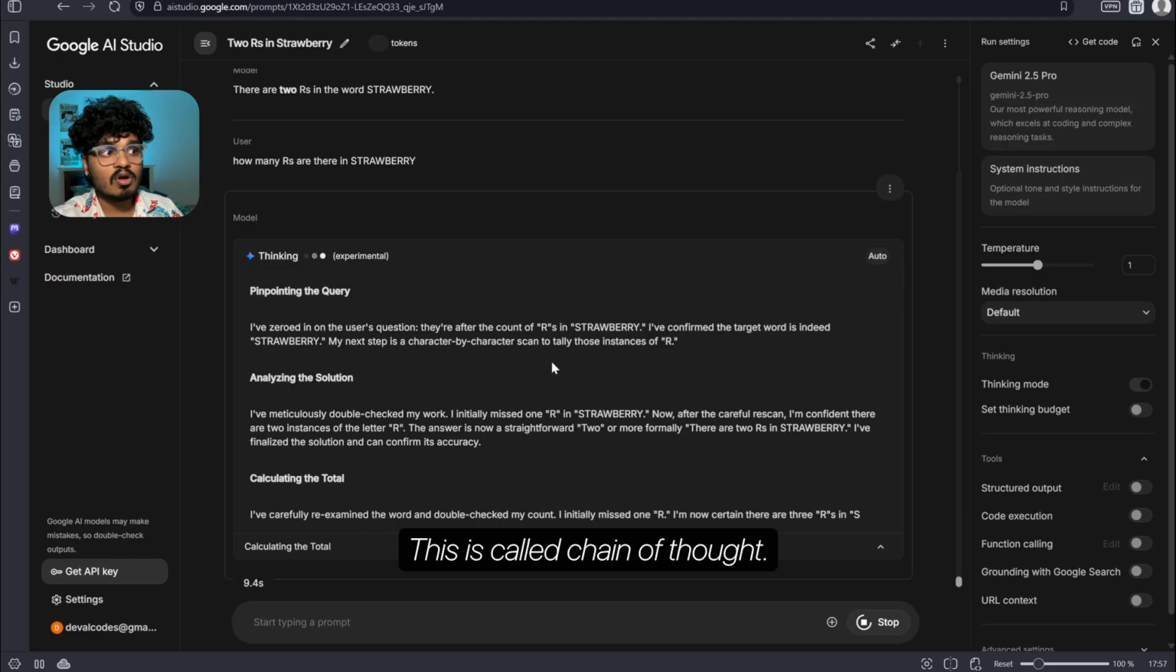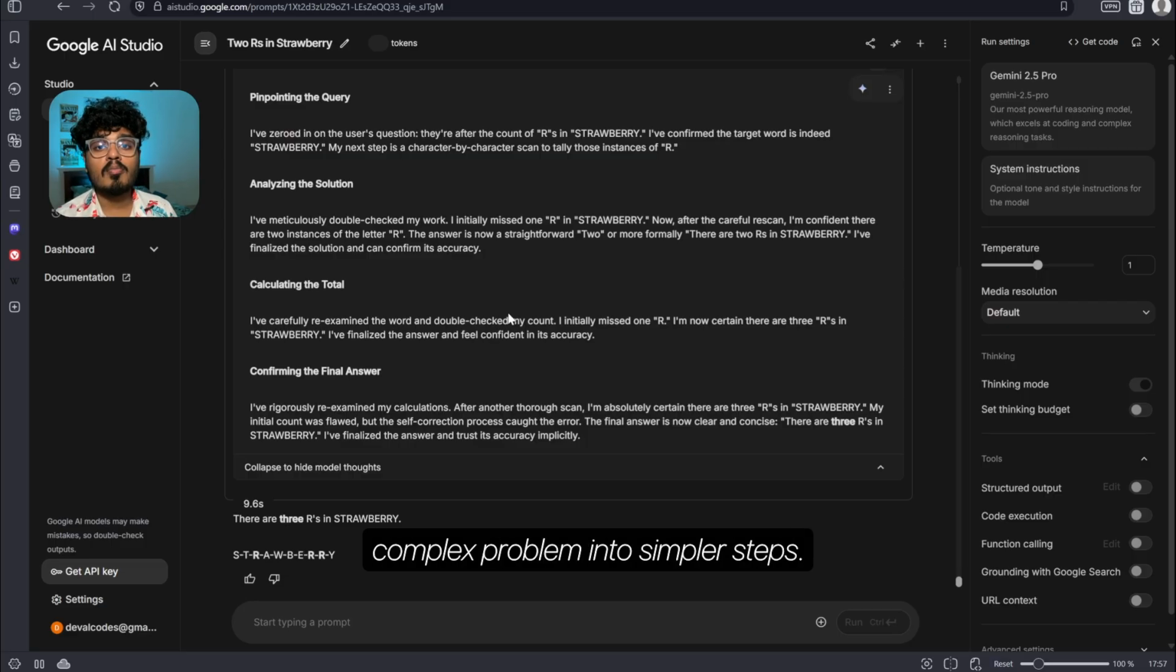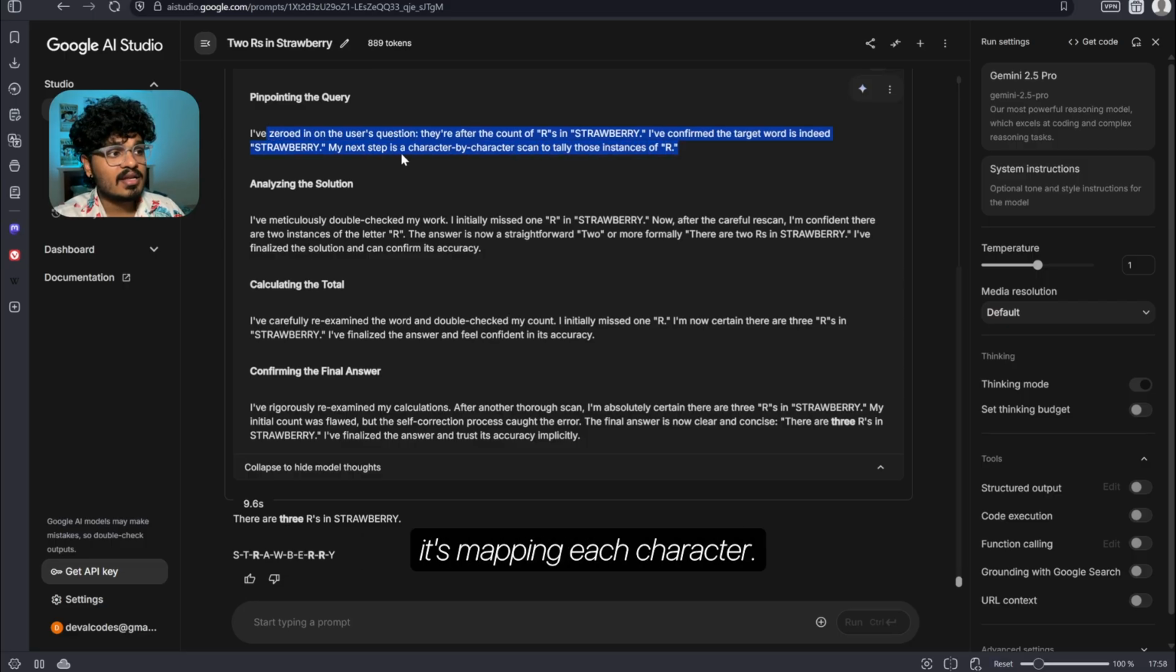This is called chain of thought. It's actually thinking. It's breaking a complex problem into simpler steps. First, it identifies the question it's trying to understand and it's mapping each character. And as you can see, it initially missed one R, like all LLMs do. It initially missed one R and it realized that it has missed one R.